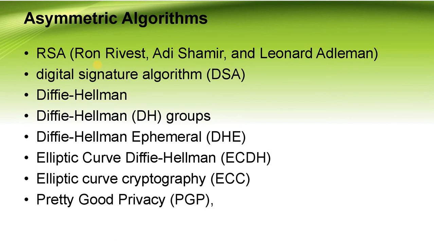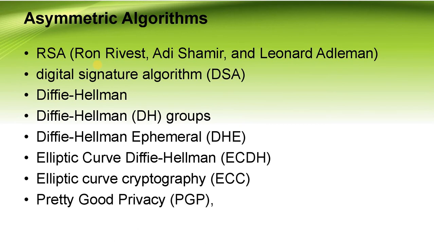This allows instant checking of guesses that are made about the key of the algorithm. RSA, DSA, Diffie-Hellman, elliptic curve cryptography, and PGP, GPG are all popular asymmetric protocols. So we will see them one by one. First, RSA, one of the first public key crypto systems ever invented, can be used for both encryption and digital signatures.